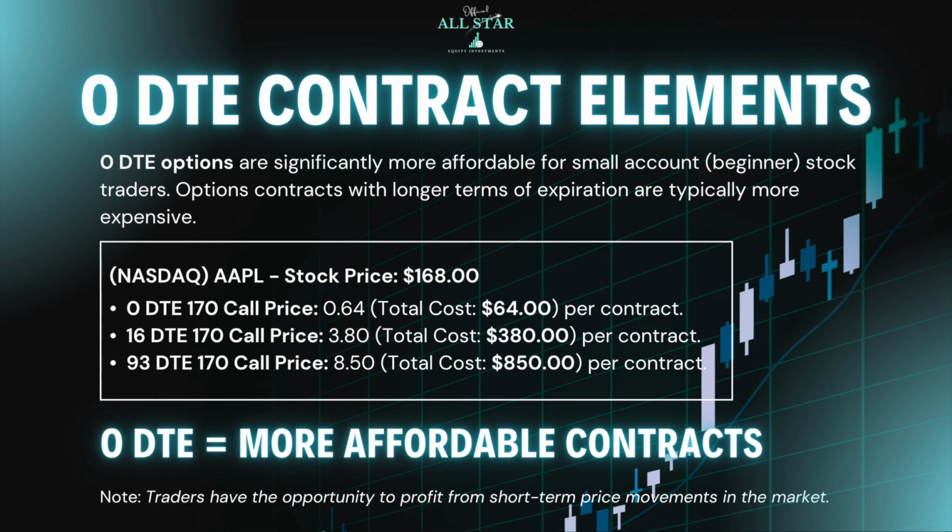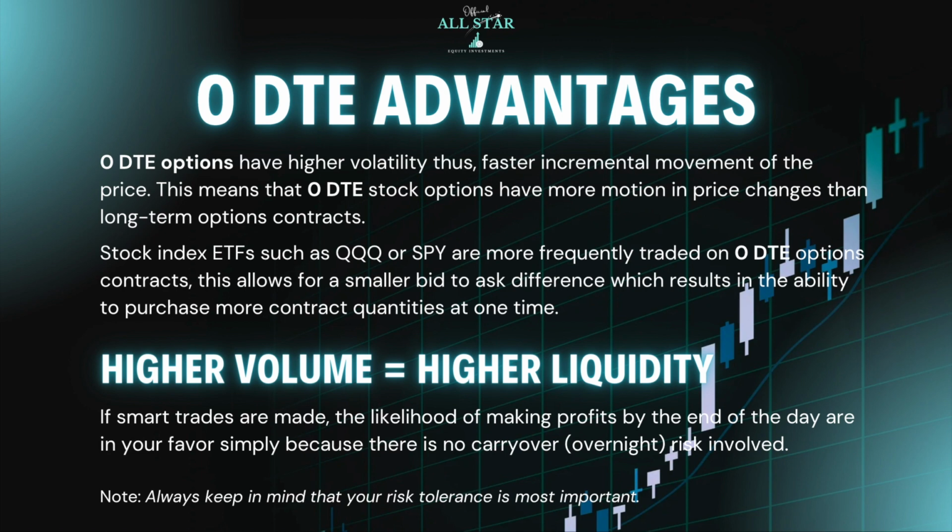One major advantage of 0DTE options is that they generally have higher volatility. Therefore, the stock incrementally moves faster. This often means that 0DTE stocks have more motion in price changes than long-term options because of the volume. So what does that mean? The faster the stock is moving, the more opportunity there is to make larger sums of money.